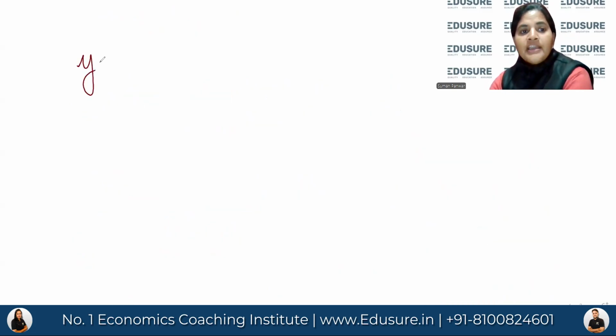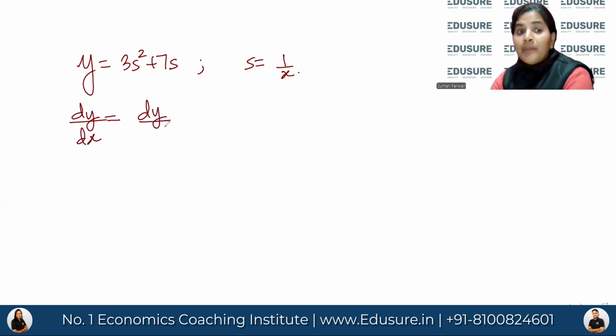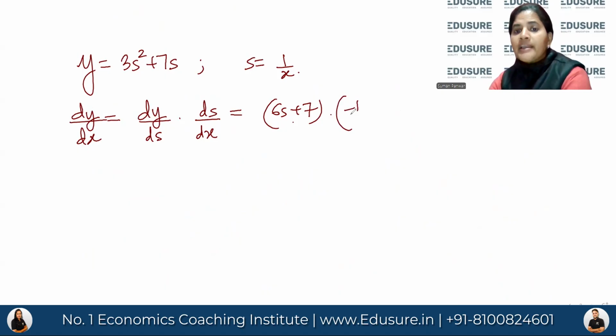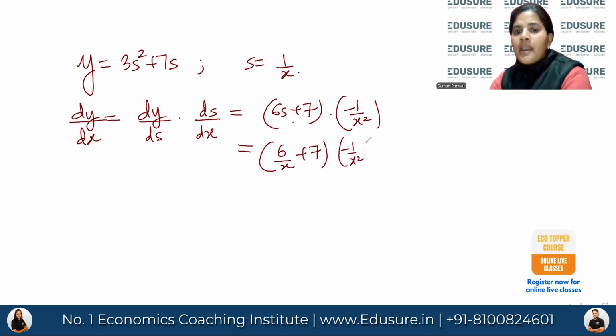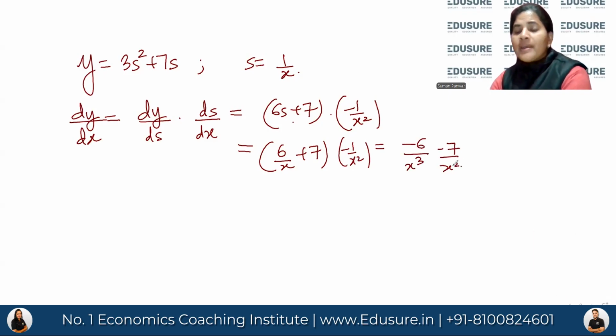For example, if y is equal to 3s square plus 7s and s is equal to 1 upon x, then dy by dx should be dy by ds multiplied by ds by dx. Now dy by ds is 6s plus 7 and ds by dx is minus 1 upon x square. And then you replace the value of s, and you can see that it should be minus 6 upon x cube minus 7 upon x square.